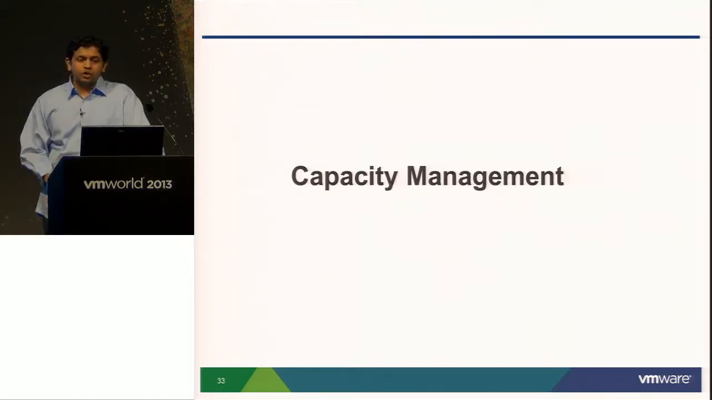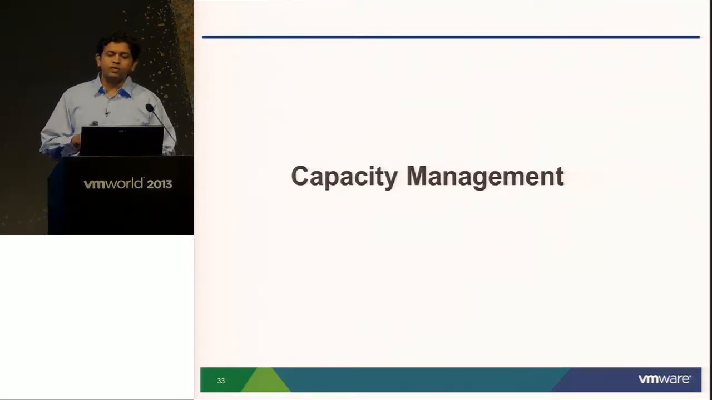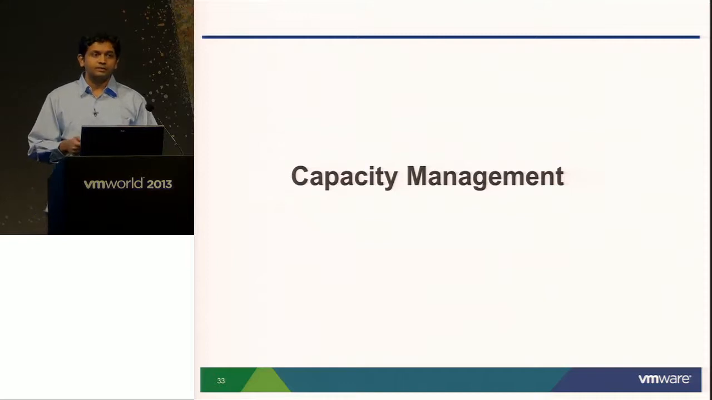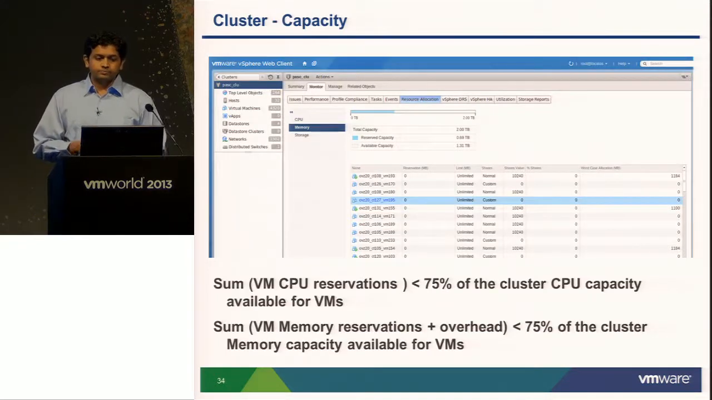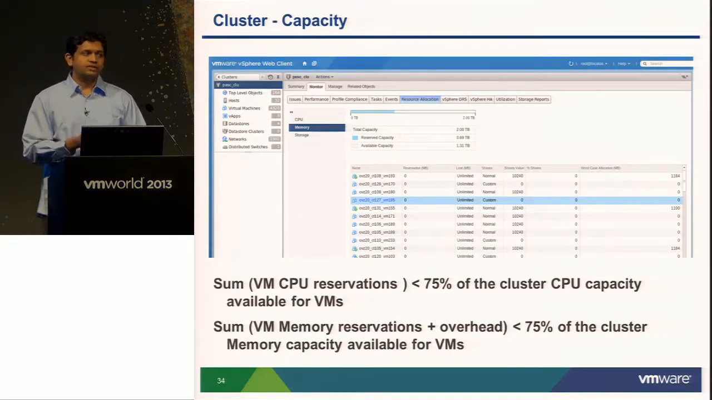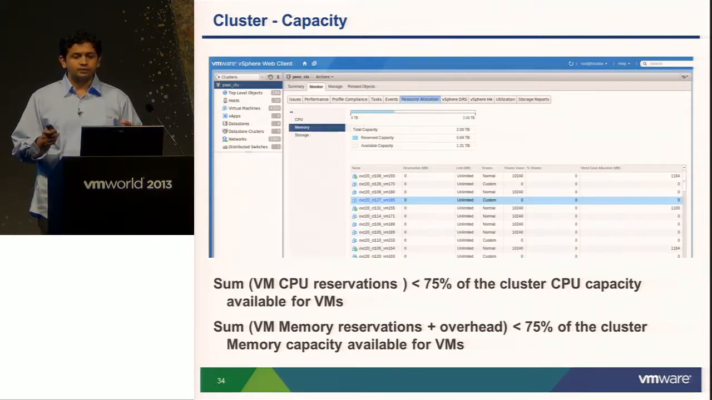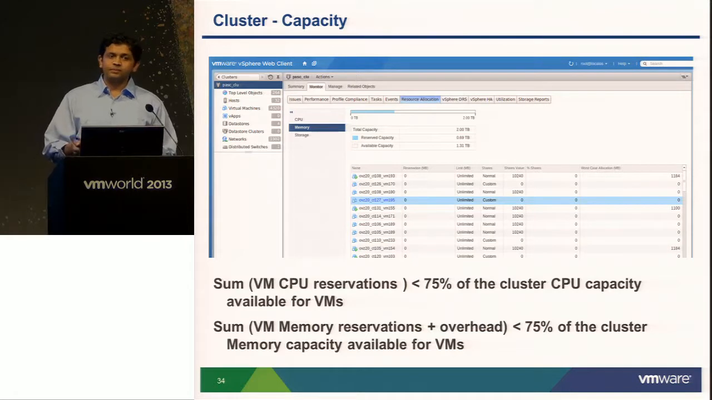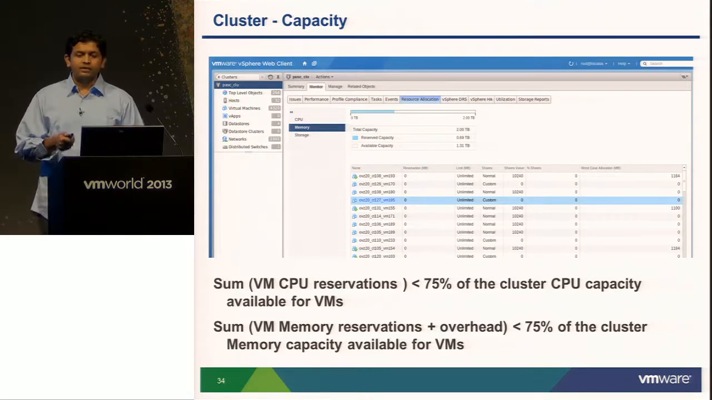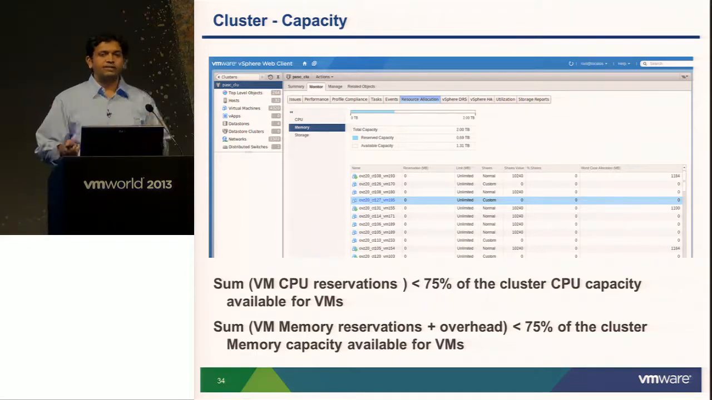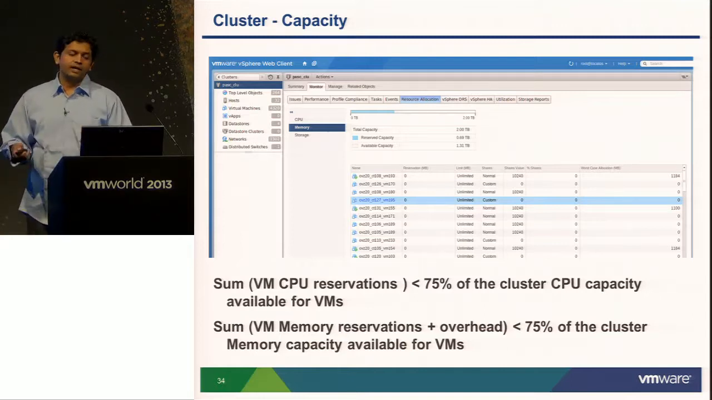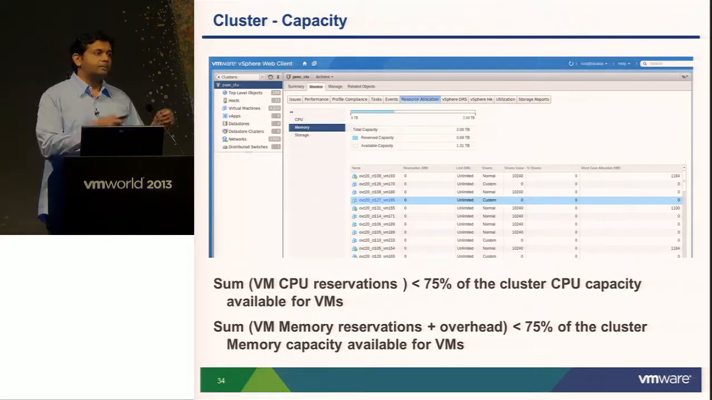So next, I want to talk about capacity management. One of the questions we get asked is how many VMs to power on in a cluster? So the first thing to consider is not to over-reserve the cluster in terms of reservation. DRS does have admission control, and it will not allow too many VMs to be powered on such that the reservation is violated. So the admission control is done both at a cluster level and at a per host level.